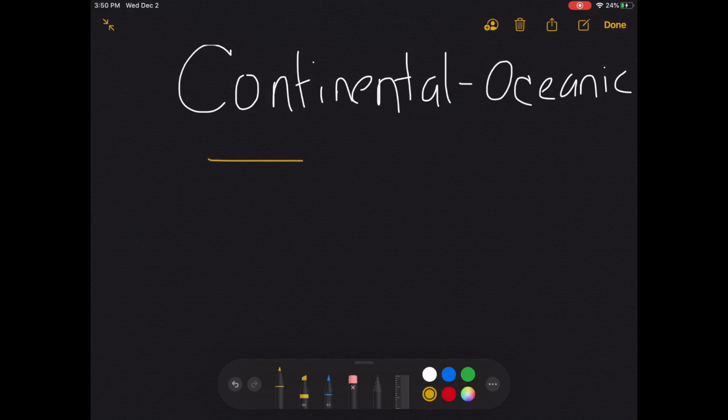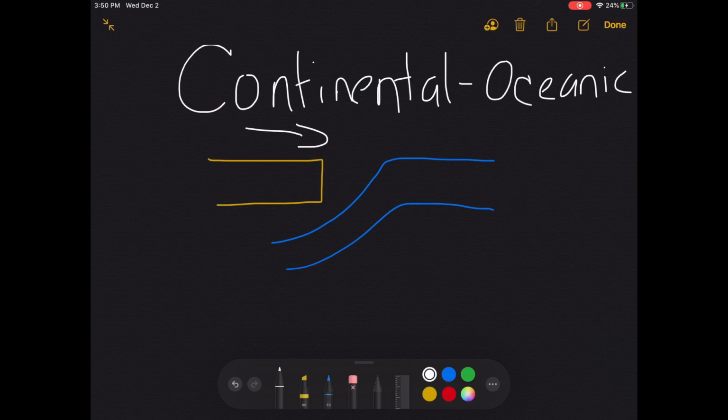In a continental oceanic boundary, you have one tectonic plate made up of continental crust. The other is made up of oceanic crust. Due to its density, when they come together, the oceanic crust will sink below the continental. The oceanic crust will then melt by the magma, which will rise to the surface and form volcanoes on the continental side. Where the subduction happens, a trench will form.